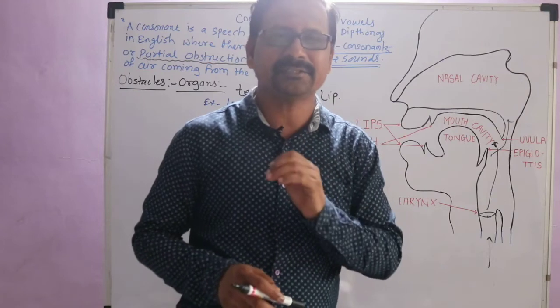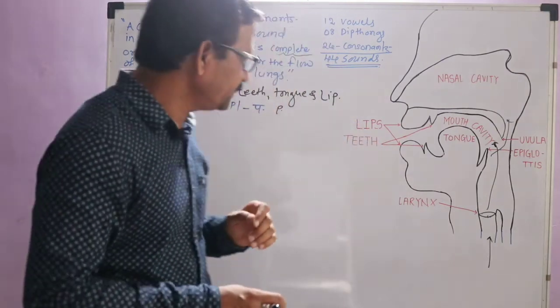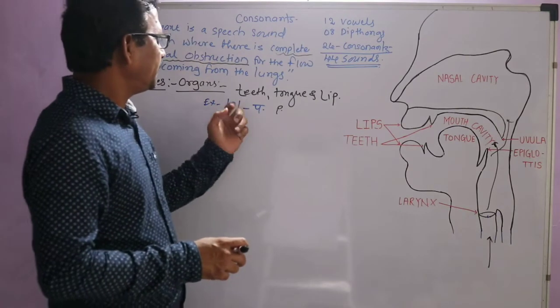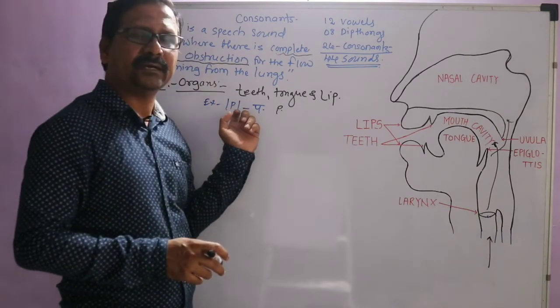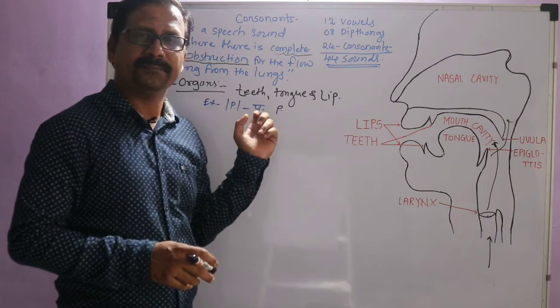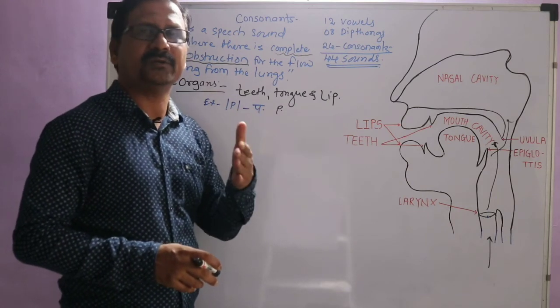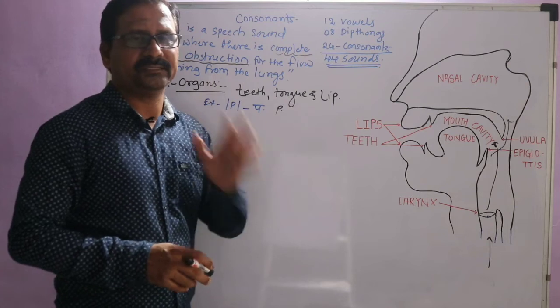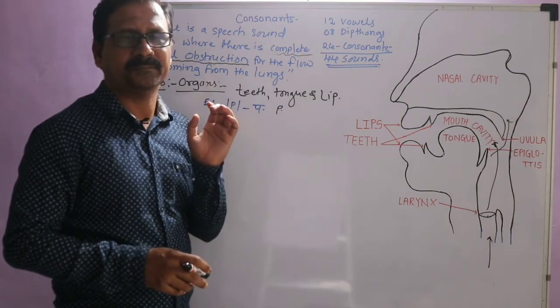So it happens in this case. Now, I said that when we produce the sound p, the upper lip and lower lip come together. It's an obstacle for the air to go out of the mouth, and so there is a production of a consonant sound.